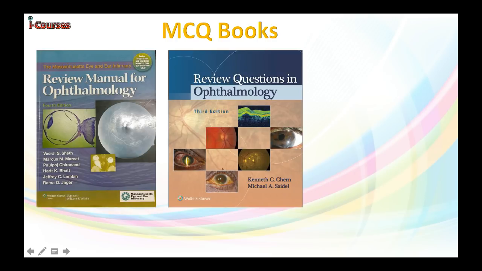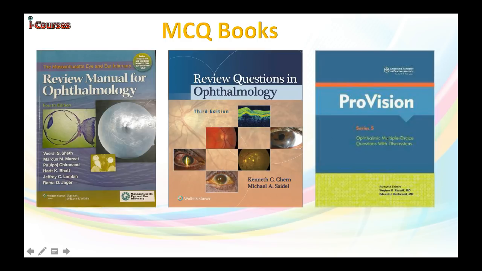If you are starting from scratch and you want a very basic, simple question book, then the American Academy of Ophthalmology has issued this book for you. It's called Prevision, and make sure it is the latest edition, which is Series 5. This book is very nice and well illustrated, but its problem is that it may give you a false sense of security, as the questions are much easier than those encountered in the ICO exams.